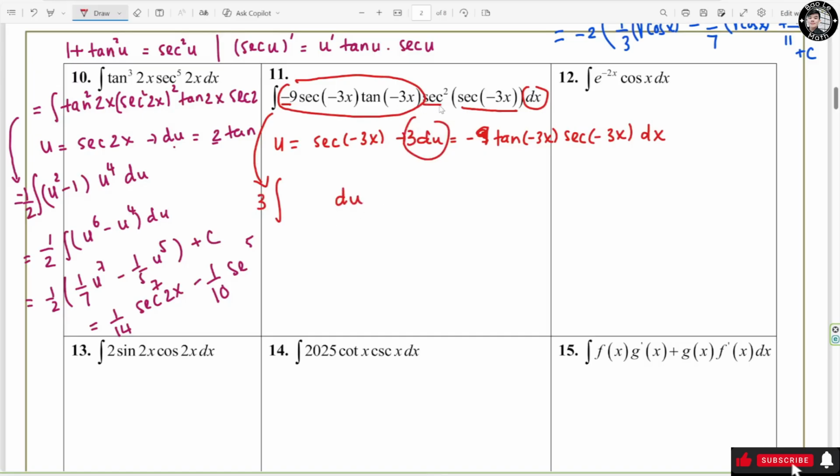And I have this one, secant square, left right here, right? And this guy right here is actually u, right? So we go like this, right? So this guy becomes 3 tangent u plus c. But u equals this one, so it could be 3 tangent of secant of negative 3s plus c, right?